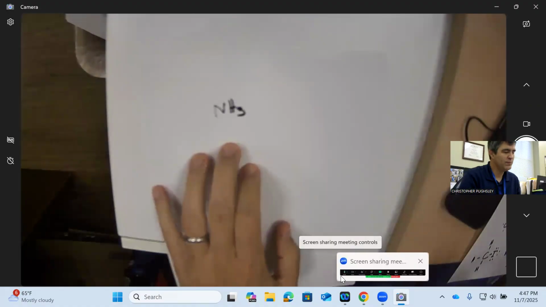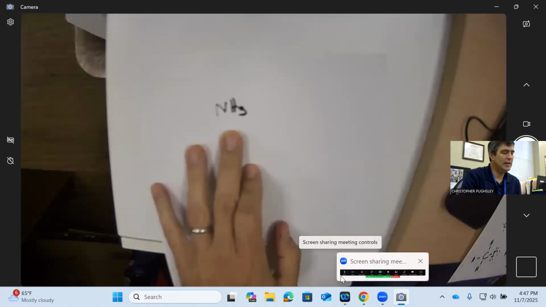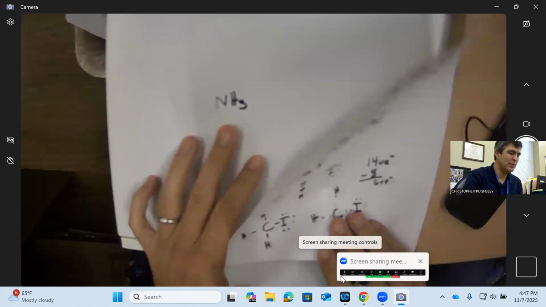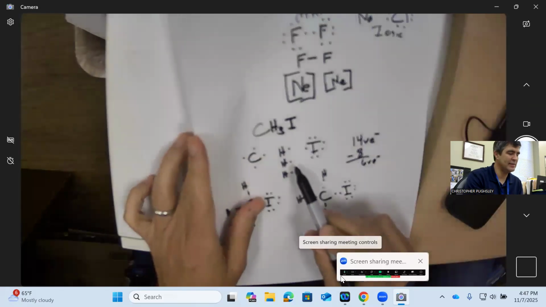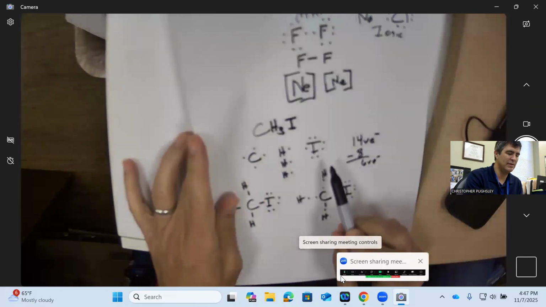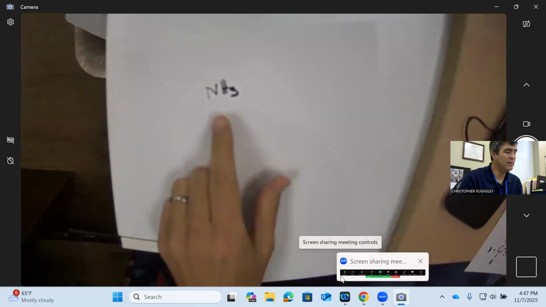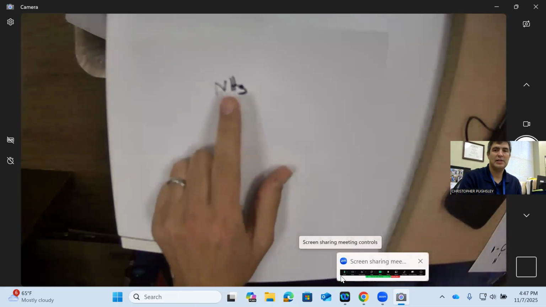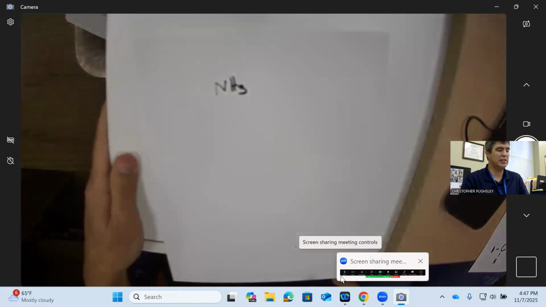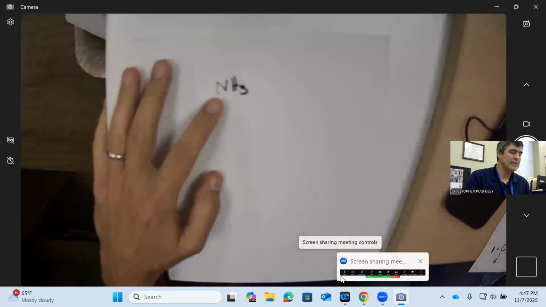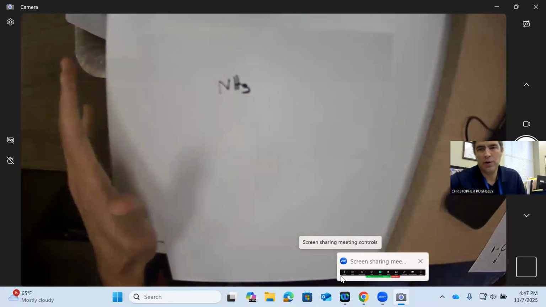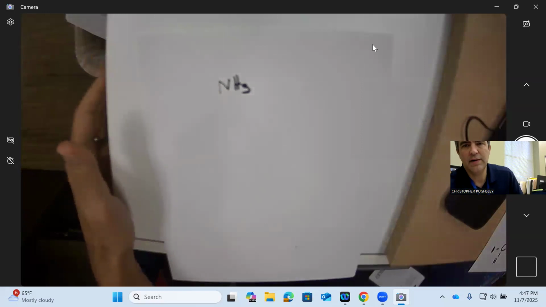NH3. All right. And then if you remember, I'm going to do the dot diagrams for each of the elements by itself, then count the total number of valence electrons. And then I put the element that has the lowest electronegativity in the center, but I definitely don't put hydrogen. So I'm going to put everything around the nitrogen here. All right. So do that. I'm going to pause it for a second, see if you can figure it out.